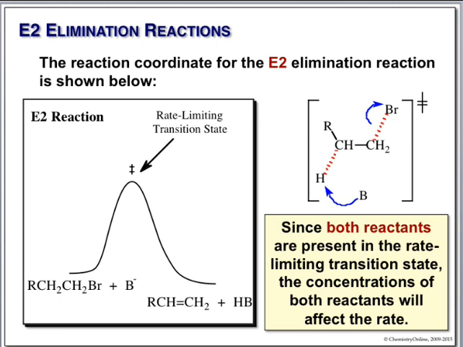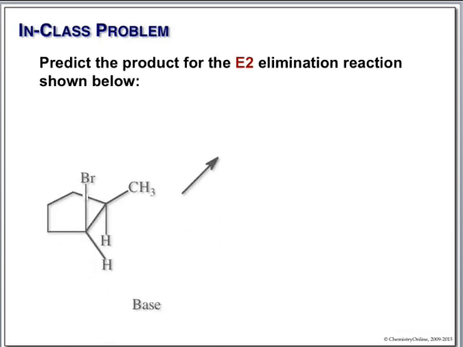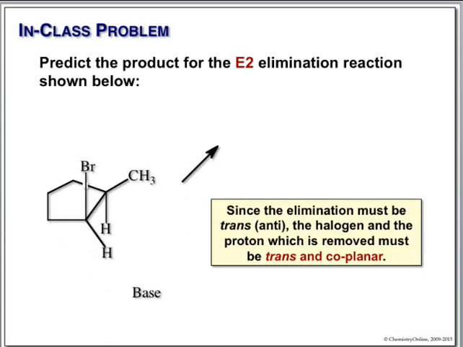Now, if we have E2, let's go ahead and do some problems first. Here, take this stuff. Here's our base. Do an E2 elimination. Remember, the hydrogen that you abstract and the leaving group must be coplanar.